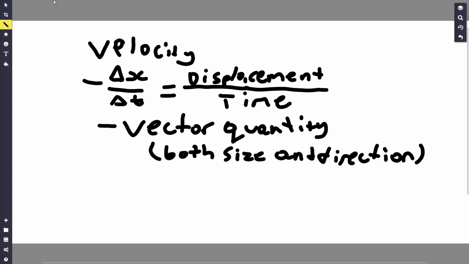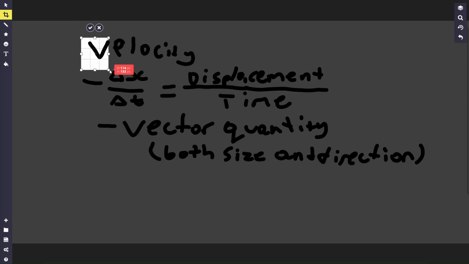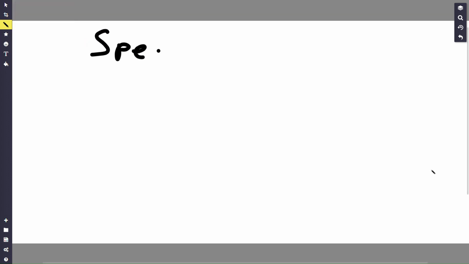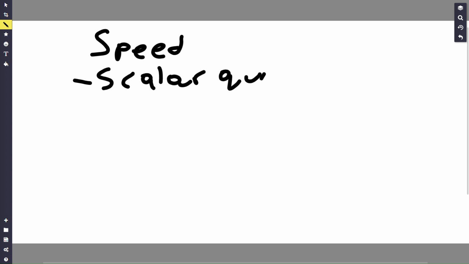And speed is different. Speed is a scalar quantity, which means it only tells us how fast something's moving.